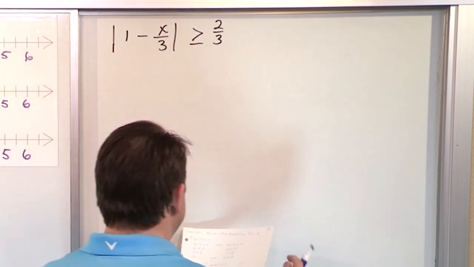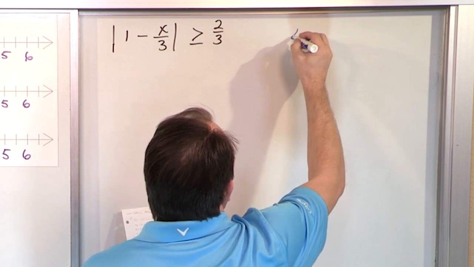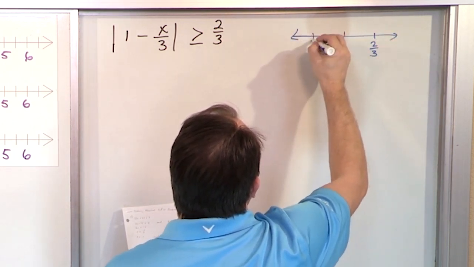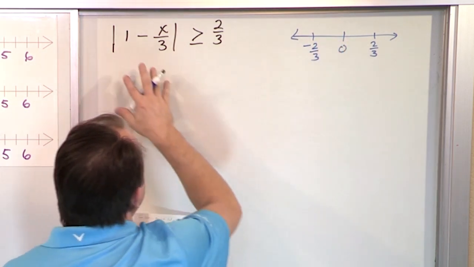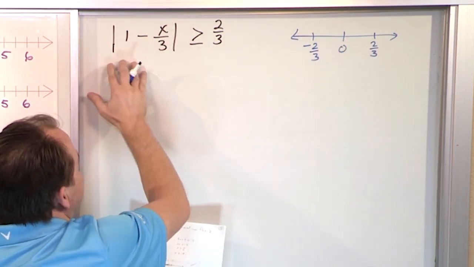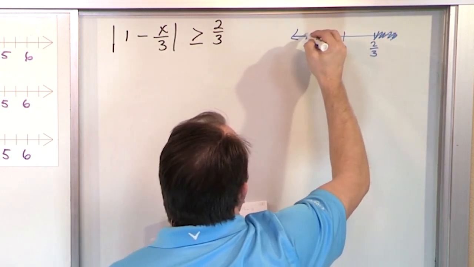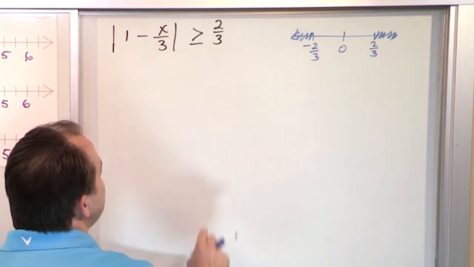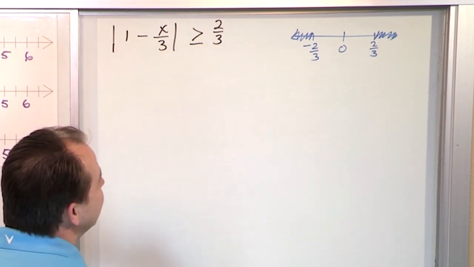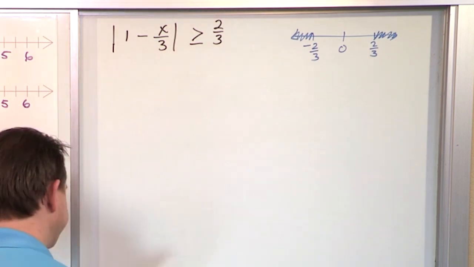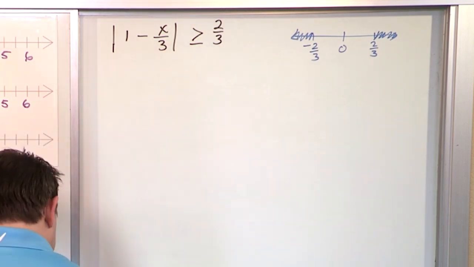And if you really wanted to sketch that, you don't have to do this, but you know what we're saying is 0. Here you have 2/3. Here you have negative 2/3. What we're saying is this expression, not the values of x, but the whole expression, has to be either bigger than 2/3 or less than negative 2/3 because it's greater than 2/3 distance units away from 0 in the negative direction or in the positive direction. So we know it's an or.